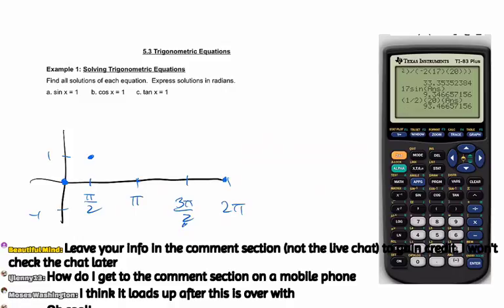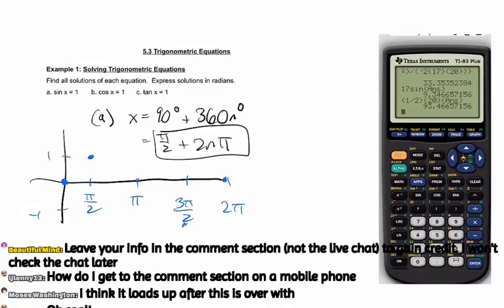So to solve the following, what we want to do: sine of what angle gives us 1? So we know that sine of 90, so for part A, we know that when x is 90 degrees, that'll give us 1. But then it's going to repeat every 360. So we're going to say plus 360 in degrees. But then the question says to give it in radians, so we're just going to convert all these to radians. This is going to be pi over 2 plus 2 n pi radians, where n could be any integer.